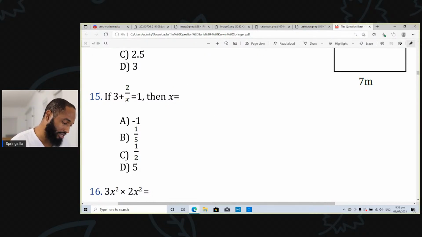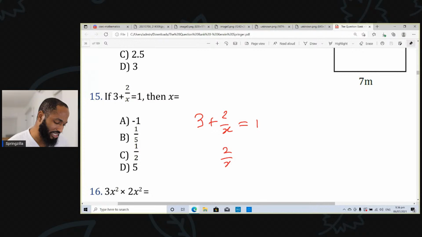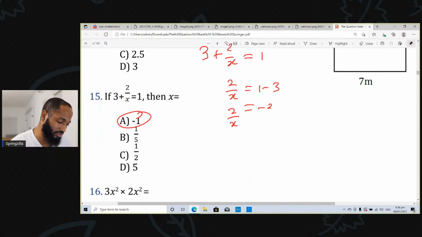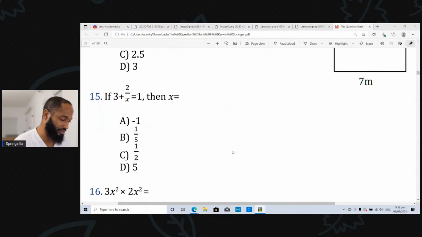Then x is equal... all of these are how linear equations can come for CXC. They like to bring this style of equation as well. This had to be -1. You could stop right there and see it's -1. Or you could say x is equal to -2 divided by -2. So it's -1. E.